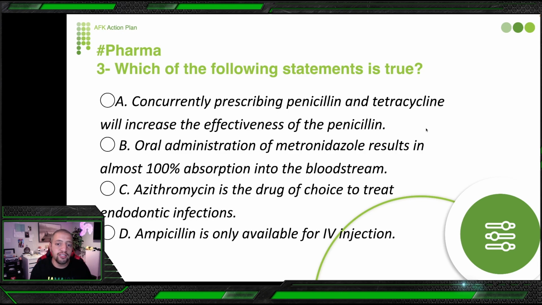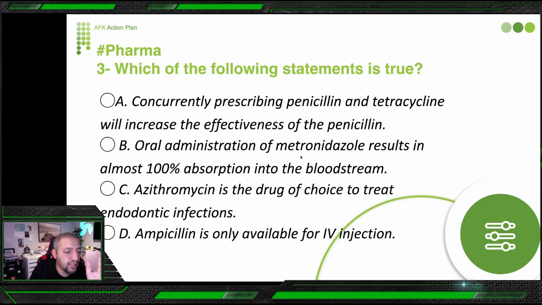So the general guideline is you give bactericidal or bacteriostatic, not both. And penicillin and tetracycline come from different families, and usually we don't give them together. Oral administration of metronidazole results in almost 100% absorption into the bloodstream. And I think once you read this line, you feel like, man, this is so weird. How come this is true?